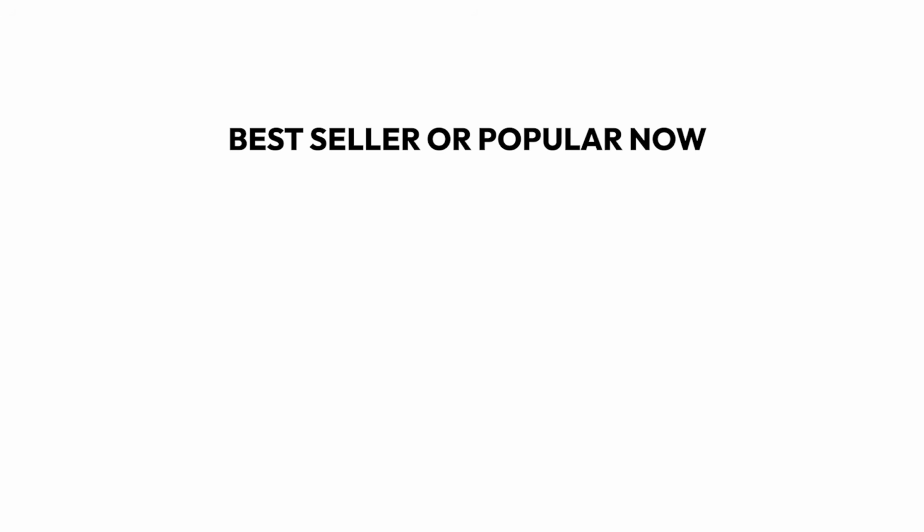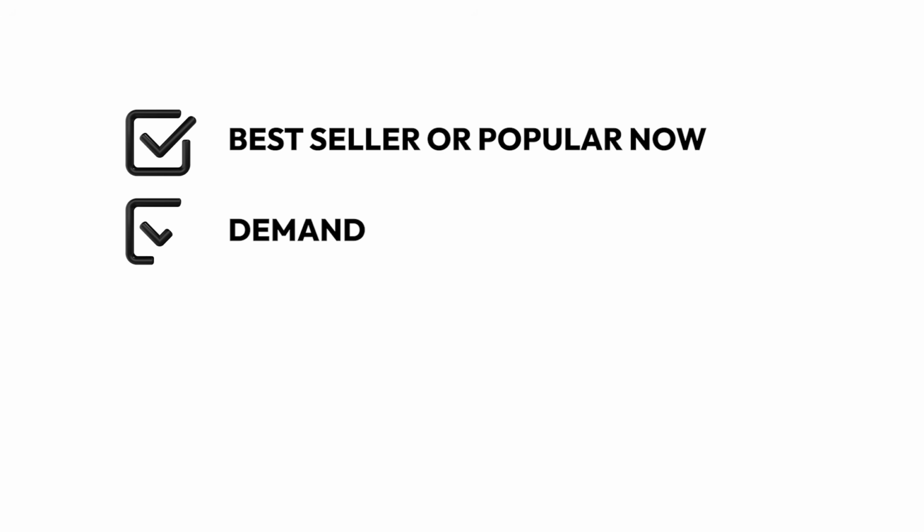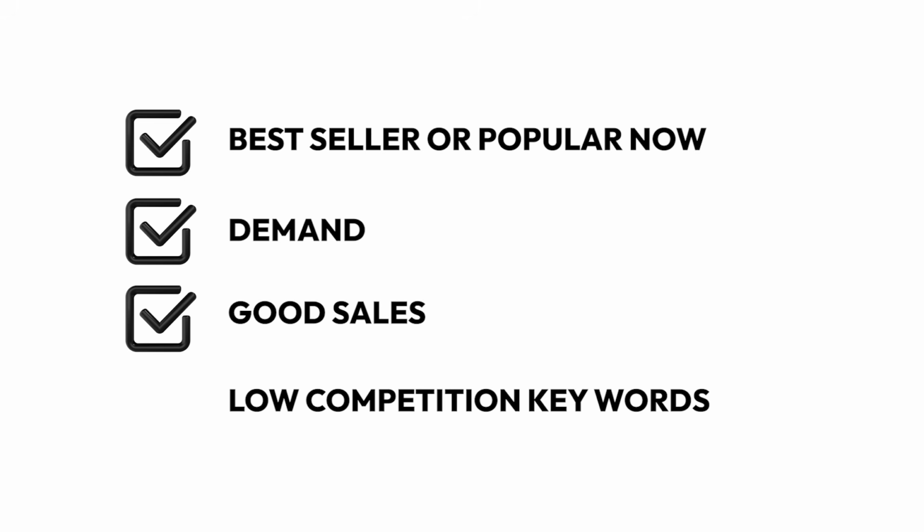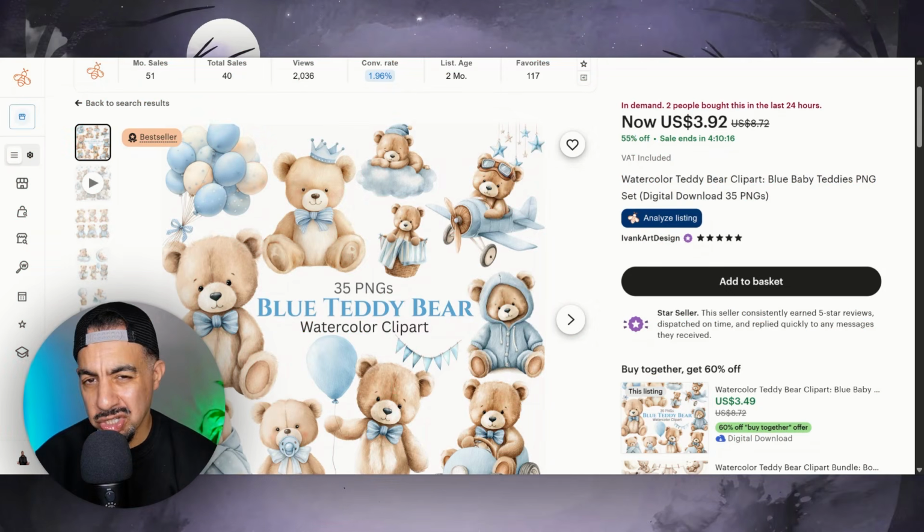And this is why I like to tick boxes. For example, check in to see if it's a bestseller or popular now. Box ticked. Check in to make sure that it's in demand. Box ticked. Check in to make sure that they've got some good sales. Box ticked. Check in to make sure they've got some low competition keywords. Box ticked. And this is what you do, guys. And then you study the listing.